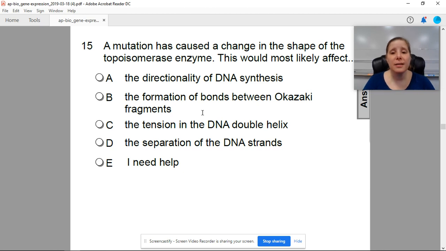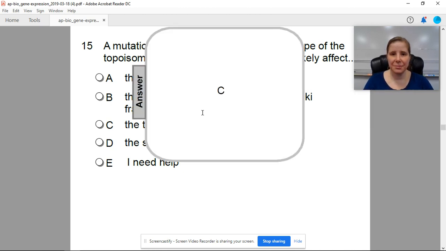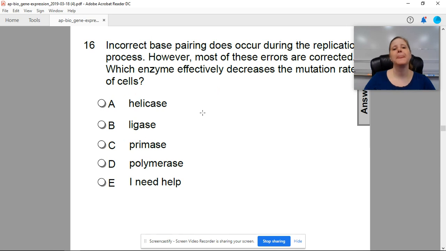A mutation has caused a change in the shape of topoisomerase enzyme. This would mostly affect the directionality of DNA synthesis, the formation of bonds between Okazaki fragments, the tension in the DNA double helix, the separation of DNA strands, or I need help. You say tension? Good. Without that there to help unwind it, it's just going to get tighter and tighter, and eventually it will snap.